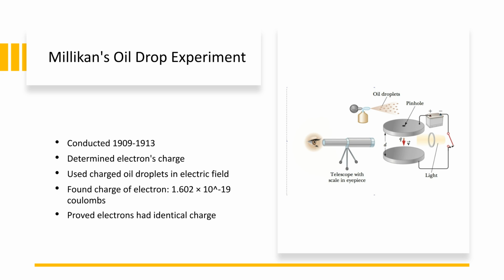Millikan's oil drop experiment, conducted between 1909 and 1913, determined the charge of the electron. By using charged oil droplets in an electric field, he found the charge to be 1.602 × 10^-19 coulombs, proving all electrons have identical charge.